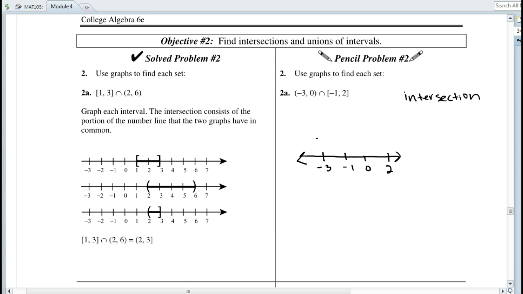So we have -3 to 0. This one's open to open. And then this other one, -1 to 2, they're actually both shaded. So if you imagine they're two different colors, the ones that are colored both, we'd get this region right here from -1 up to 0. That's what our intersection would be. So (-1, 0).